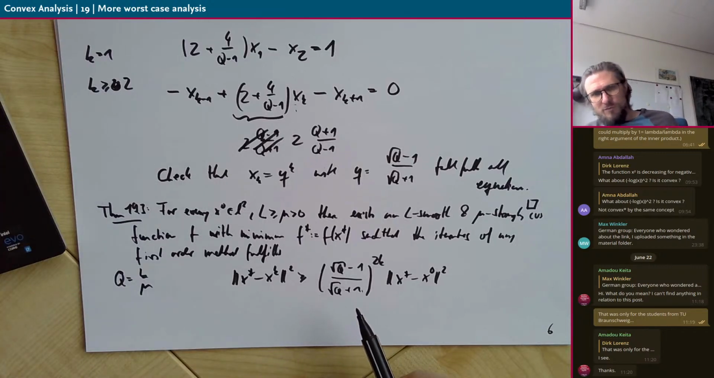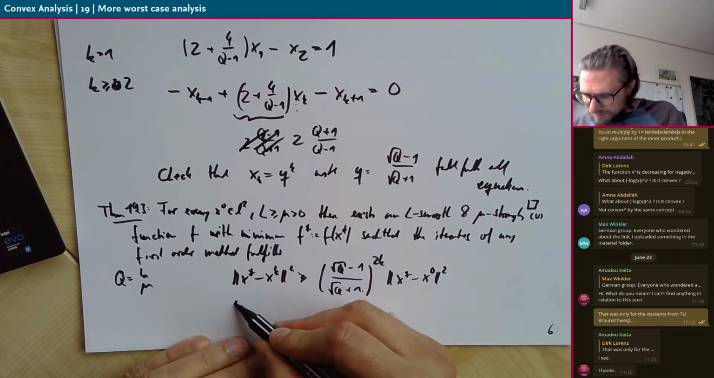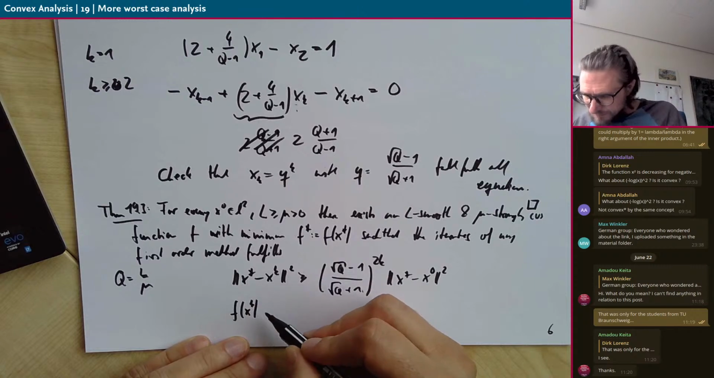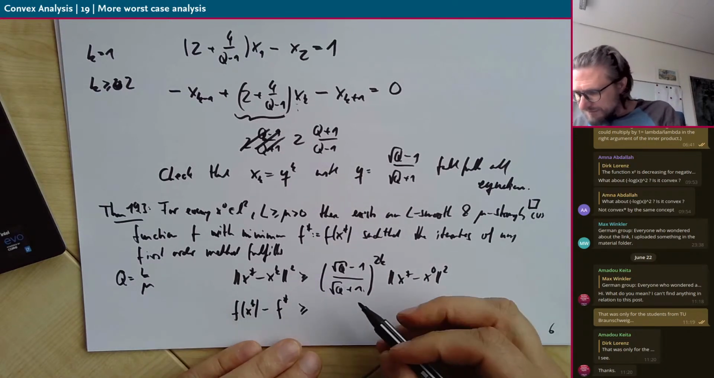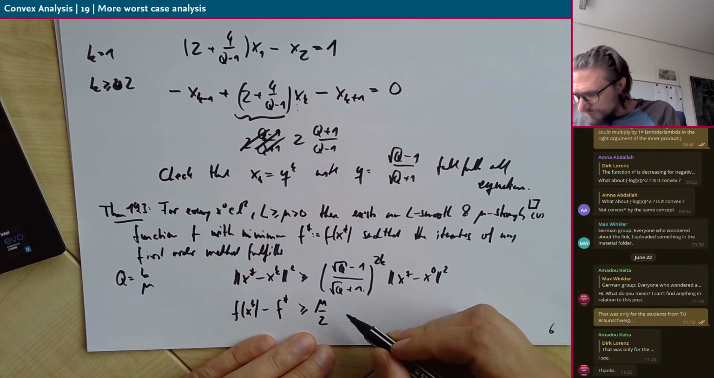And as before, it goes down like 1 over k squared, and here it goes down like q to the k, so the small q to the k. And the distance to optimality in function value is basically the same bound multiplied by mu over 2.